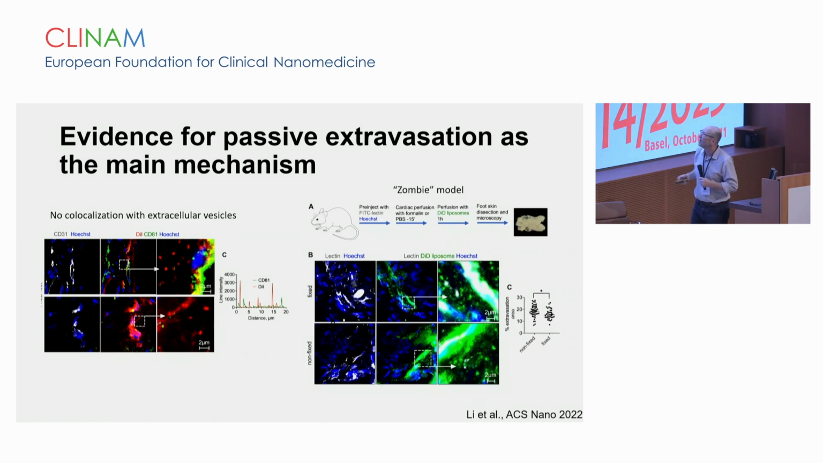And then there was this experiment that Warren Chan did in one of his papers, where he described something called a zombie model, where he injects nanoparticles, and then you perfuse the mouse with formalin, and everything is dead. But if there are pores and gaps, they're still preserved, and the particles can diffuse. It's really an elegant, really very brilliant thing for him to do.